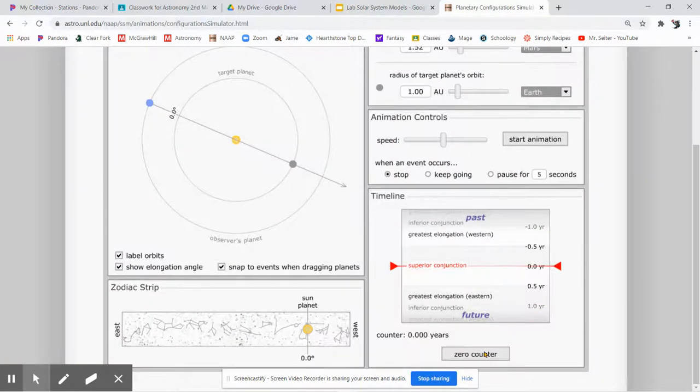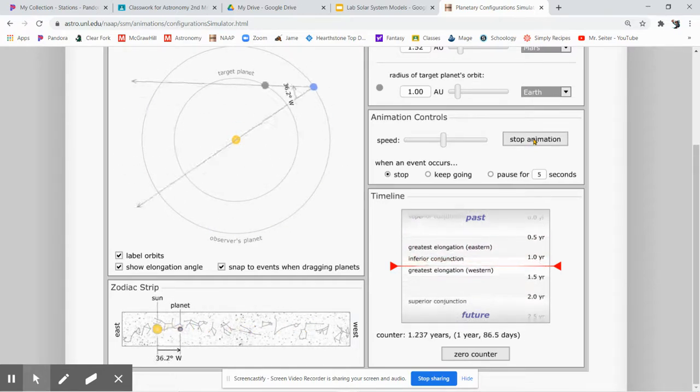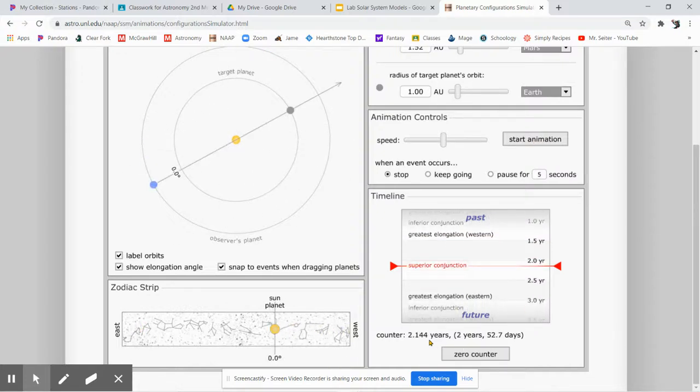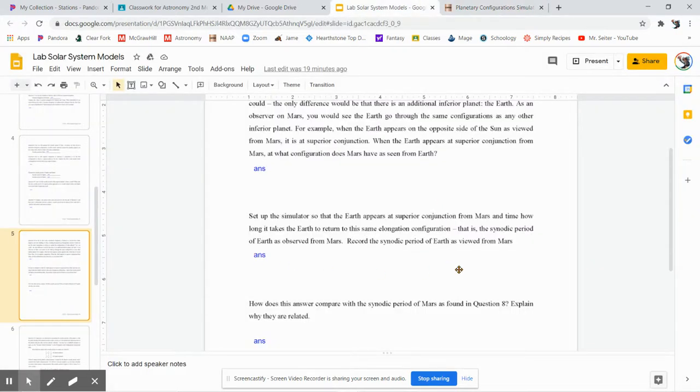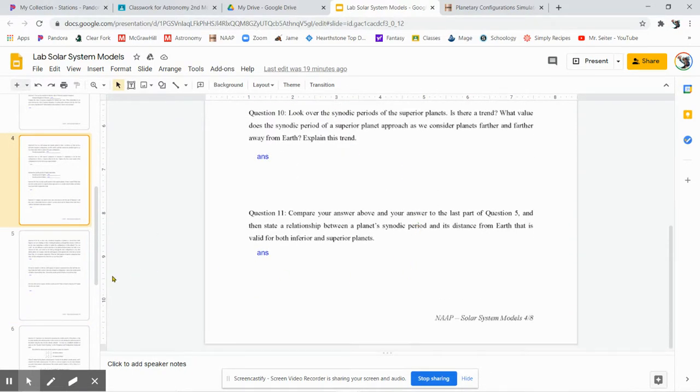Okay, so let's zero out, and let's start until we come back to superior conjunction. There it is. 2.144 years. You're going to write this down. And this can be a simple two-point answer, just like we were doing on these blanks up here. That'll work on that question right there.